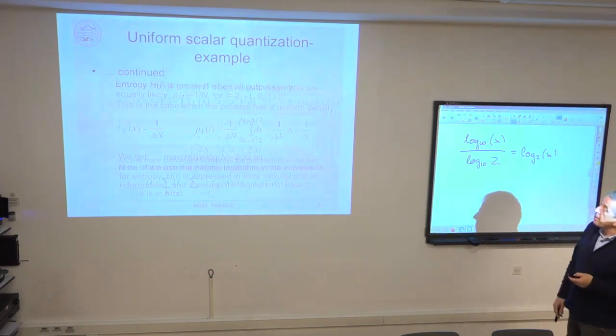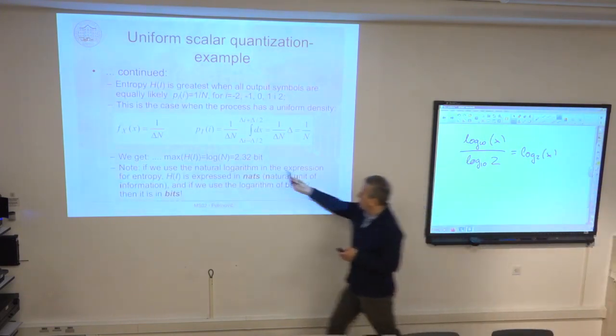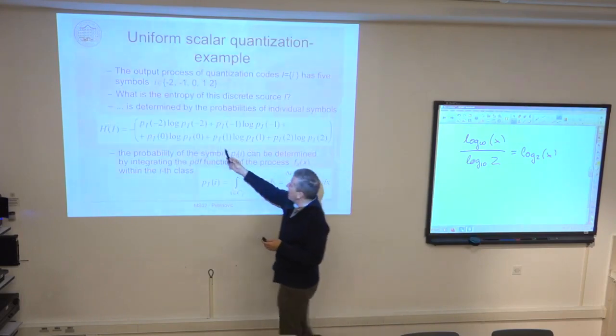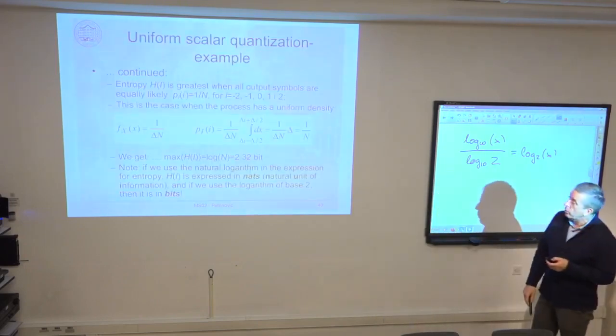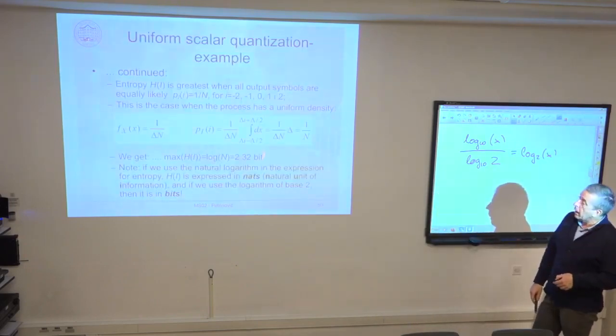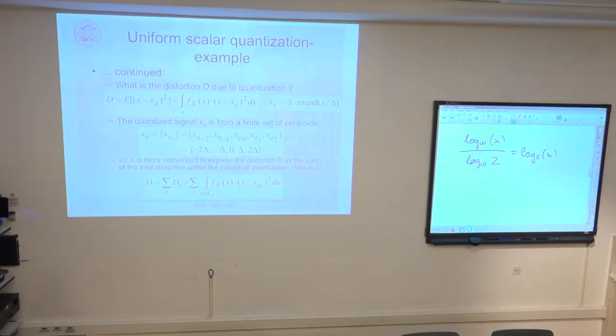Going further, this is the part where we have computed the entropy. The entropy is this value because all the probabilities are equal, and if I introduce this into the expression for entropy, I would get this value of 2.32 bits. Now I will continue with the distortion. So what is the expected distortion if the input process is uniform, and if I quantize this process with 5 levels? Of course the distortion is the expected value of the difference between x and x quantized, squared.